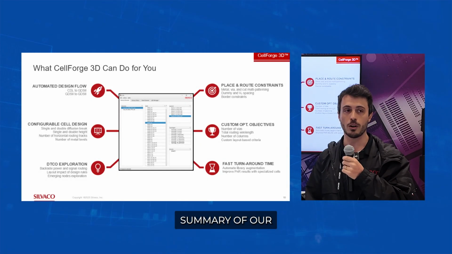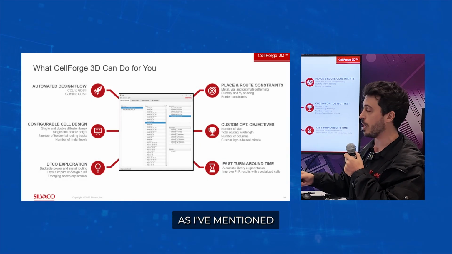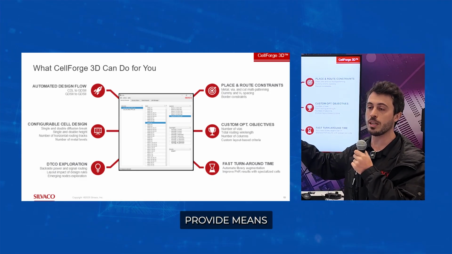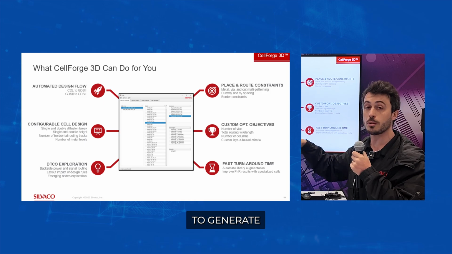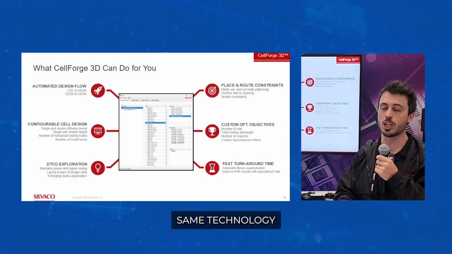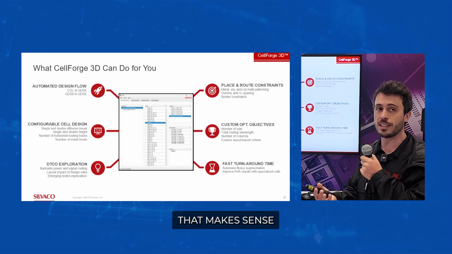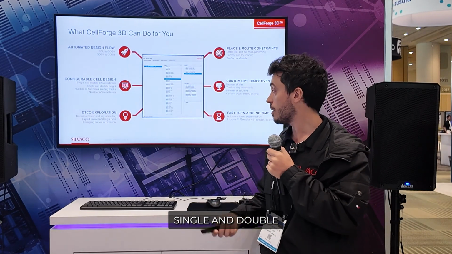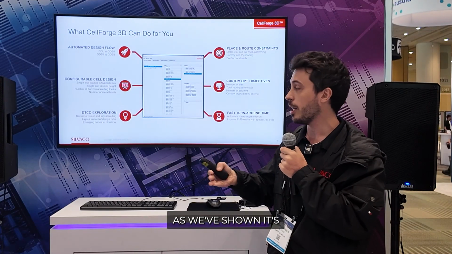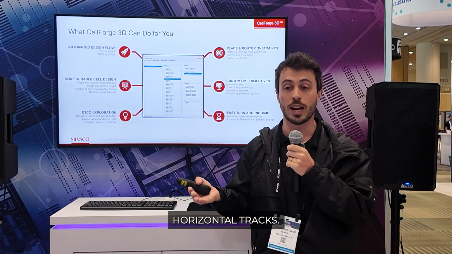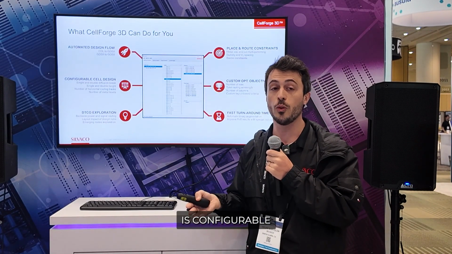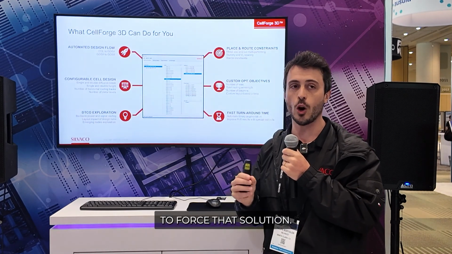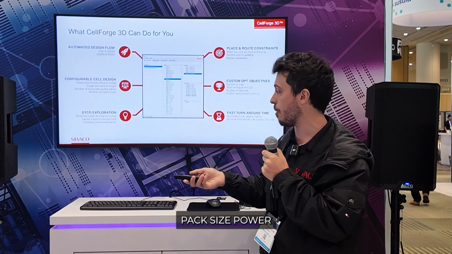As a quick summary of our features, we have a flow, as I've mentioned, to generate from CDL to GDS. We also provide means to reuse your GDS to generate more solutions from the same technology or for similar ones that make sense. We support single and double diffusion breaks, single and double cell heights. As we showed, the number of horizontal tracks is configurable. The pattern is configurable and you can limit how many stacks of metal you can use to force that solution. We also support backside power and signal routing.